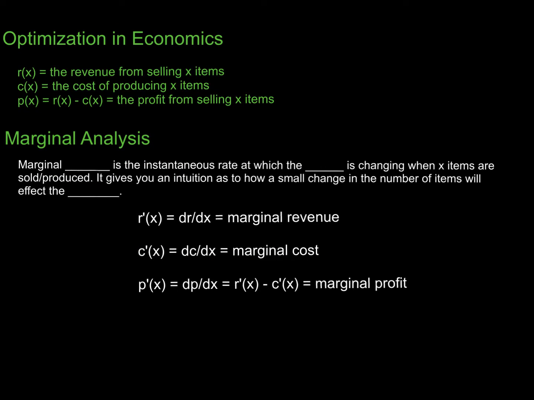So in our study of optimization within economics, we're going to look at three functions and deal with those primarily, those functions and their derivatives. So the functions are the revenue, the cost, and the profit. Of course, the profit is the difference between revenue and cost. And our independent variable x refers to the number of items either that we're selling or producing.